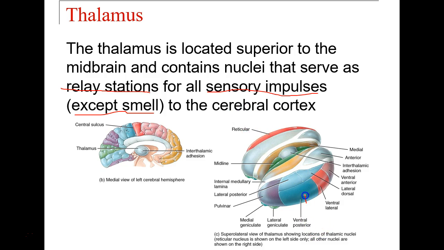So sensory information coming to the ventral posterior is going to move to a particular location of the cortex. And here you can kind of see we have some color-coded areas of the cortex along with the thalamus.